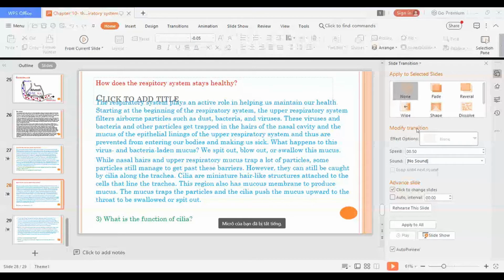So what is the function of cilia again? Cilia trap particles, right? Because some particles will get through your nasal hairs and through the mucus. But when particles get inside the trachea, the cilia will help to continue to trap the particles, right? So again, the function of the cilia is to trap particles which get through the nasal hairs and mucus. Thank you.